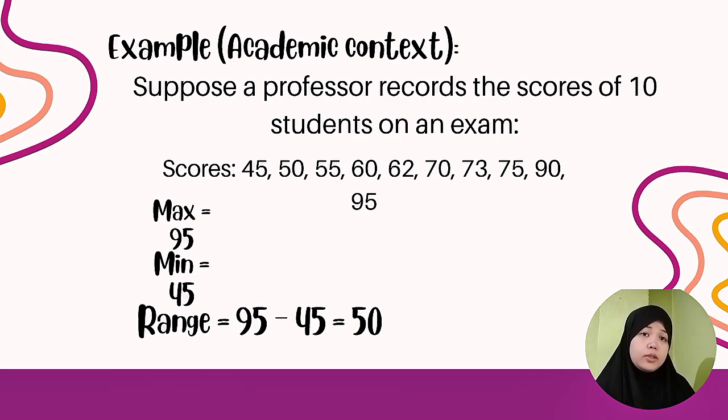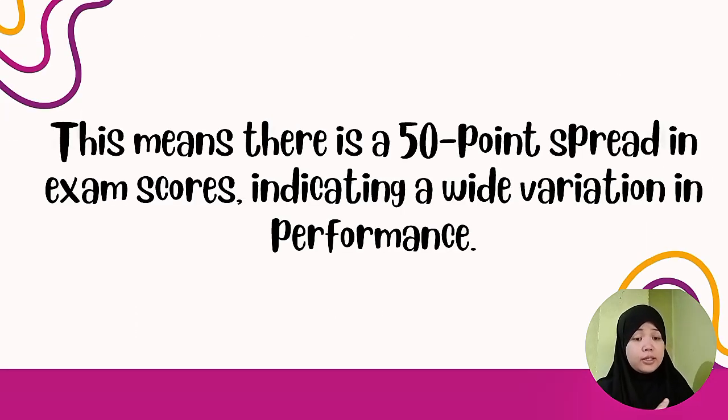So, kailangan muna nating kunin is yung maximum or yung pinakamalaking number sa scores na binigay, which is 95. And after that is kunin naman natin is yung minimum or yung pinakamaliit na number sa kanila, which is 45. To get the range is kailangan natin i-minus yung dalawa. So, minus natin yung maximum tsaka yung minimum. So, 95 minus 45 equals 50. So, this means there is a 50-point spread in the exam scores, indicating wide variation in performance.